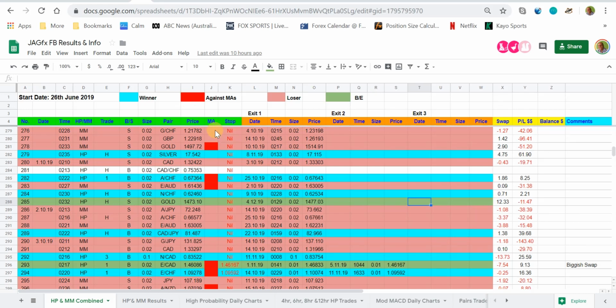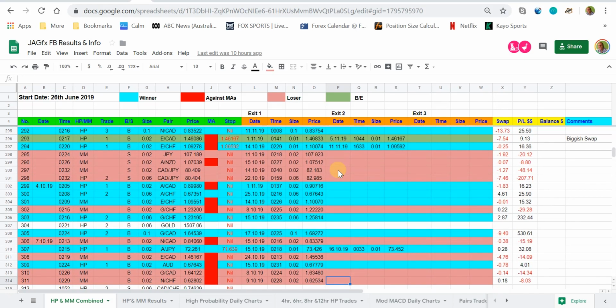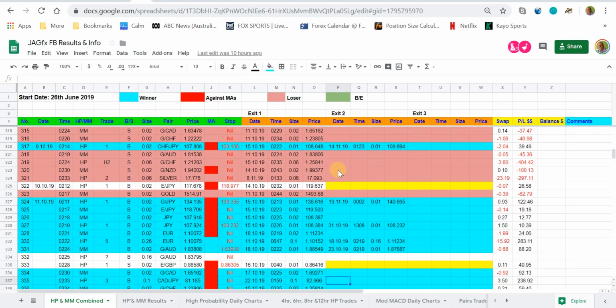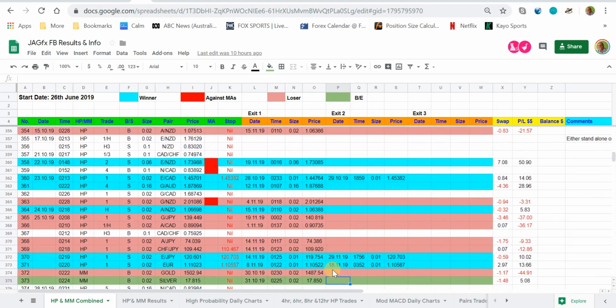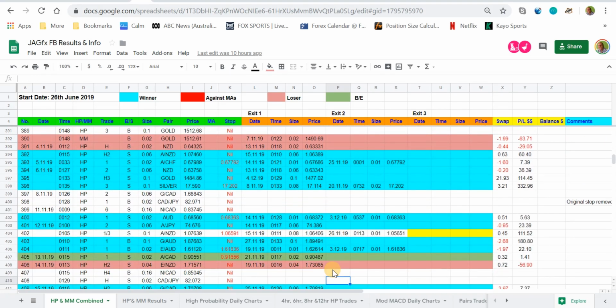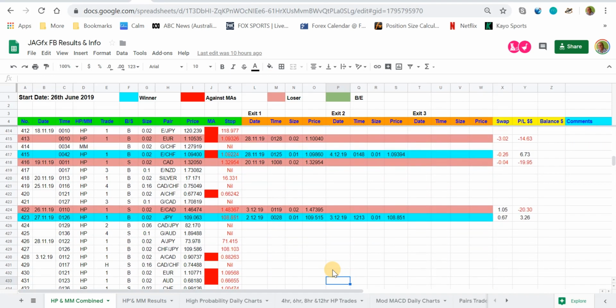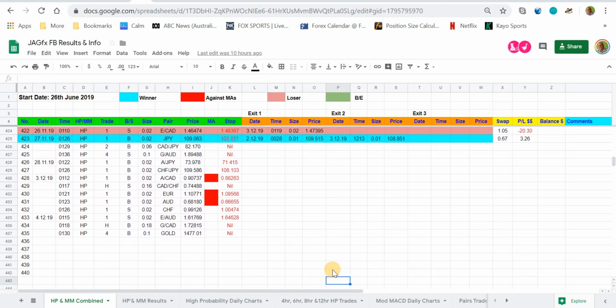If you see this red down here, it just means it's a higher risk trade. There probably should be more of them. If we go down further, so you see yellow sometimes, it means it's been a partial close. So you can see that there, partial close on a couple of trades. So we start on the 26th of June, and what are we, 4th of December? So I think we've done about 400 and something. So yeah, last trade was 435.